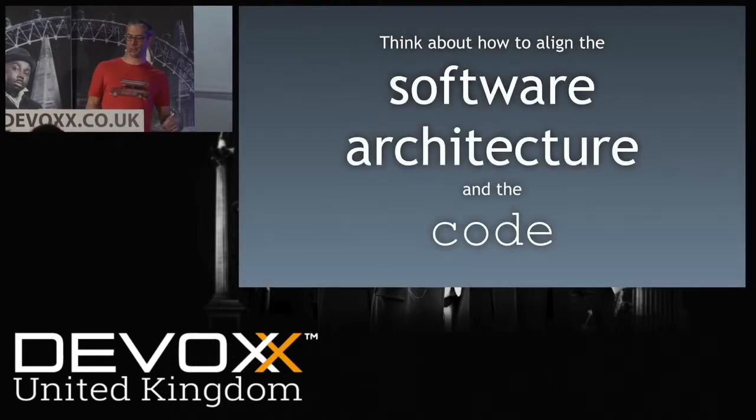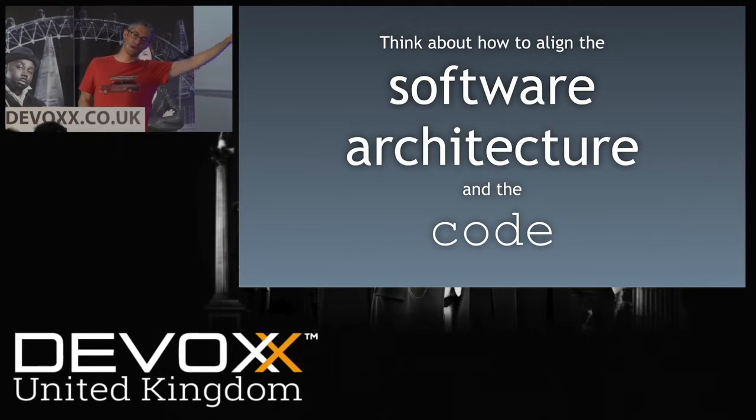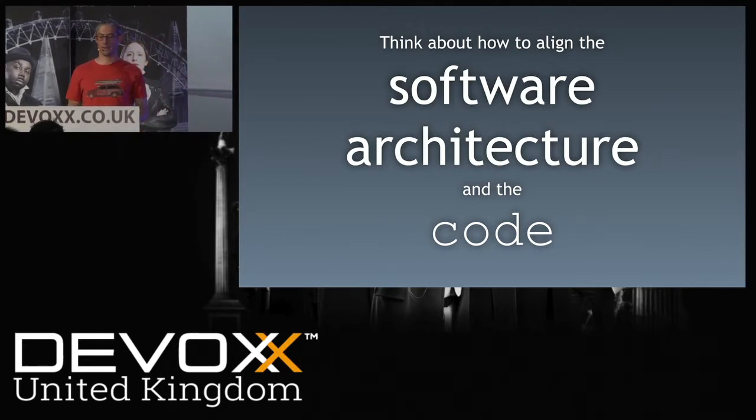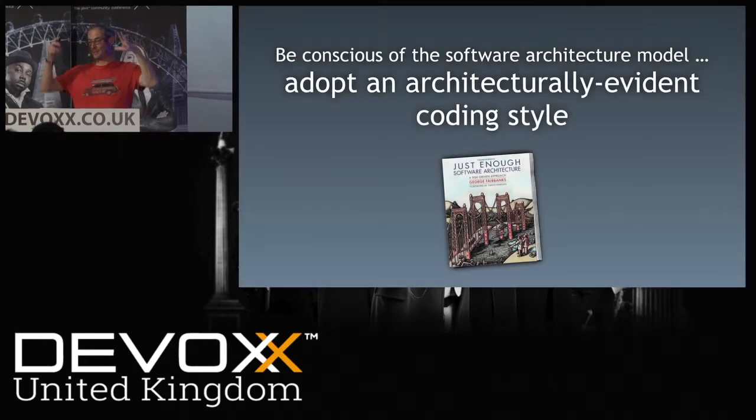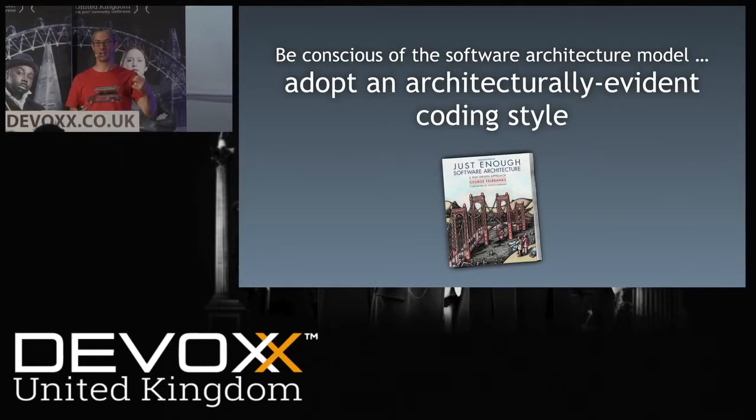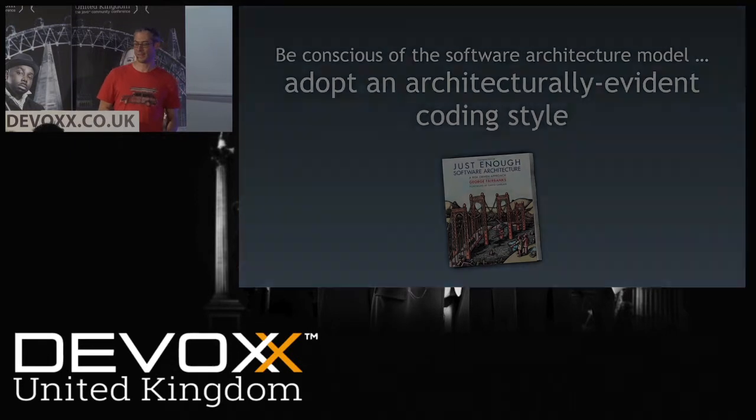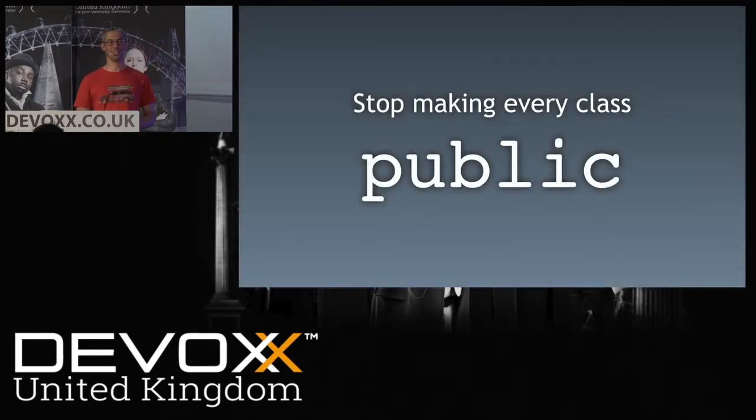So my closing thoughts here are basically think about how to align the software architecture view of the world with the code. How do you do this? Keep the architecture model in your head at all times. Be conscious of it and try to explicitly adopt an architecturally evident coding style. The best advice I can give you right now is to stop making every class public.